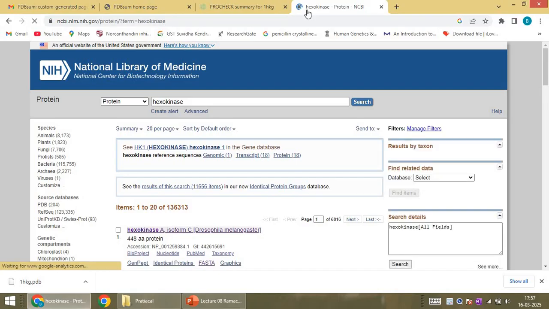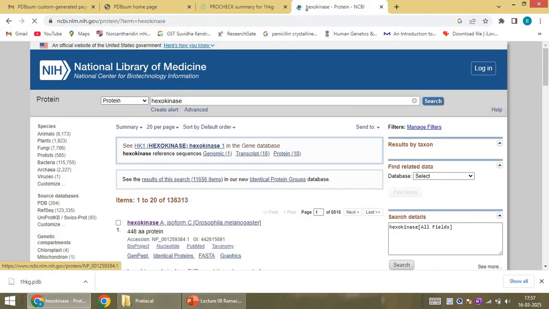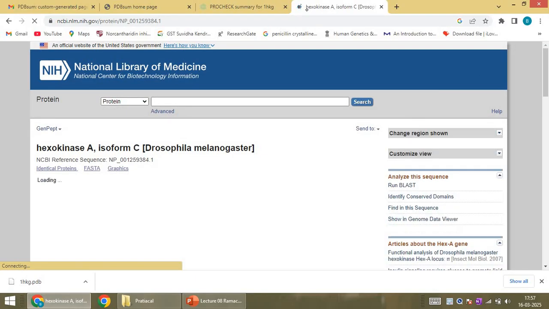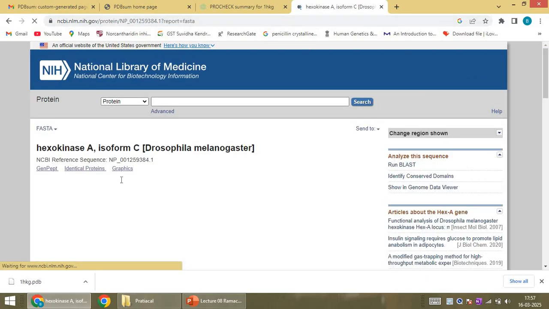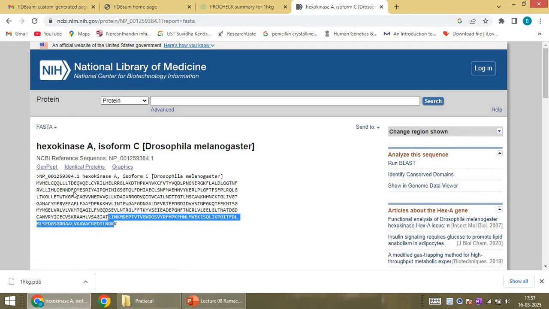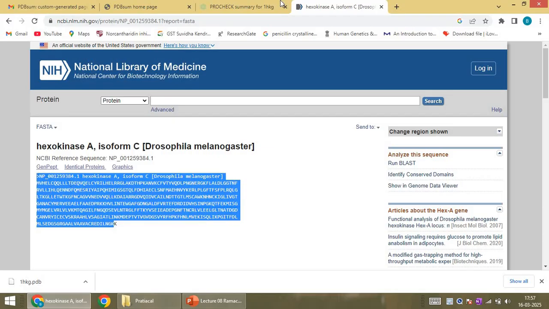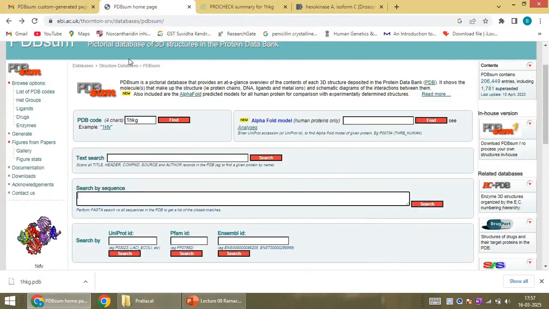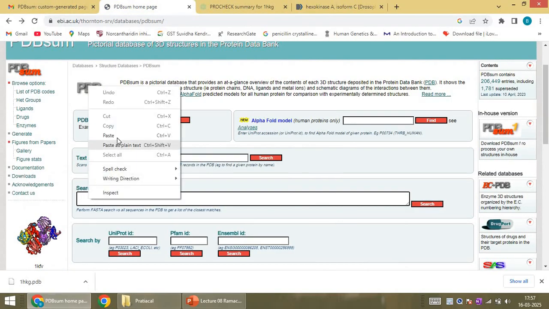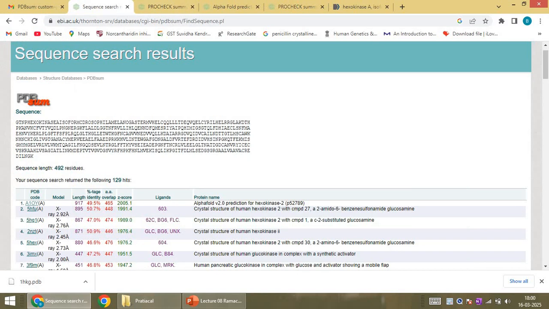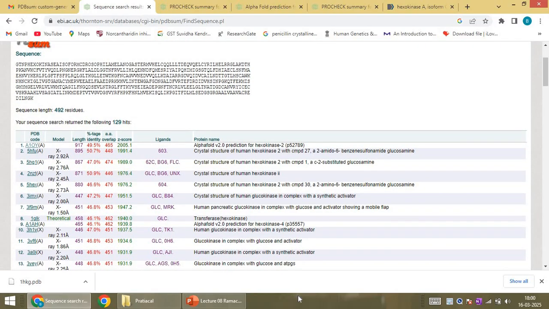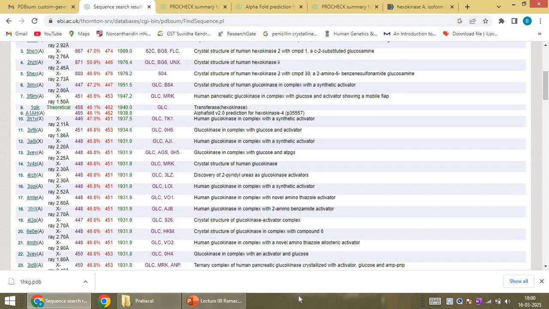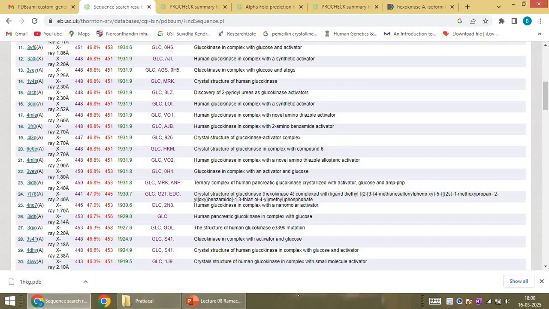Then select our target molecule, then convert this GenPept to FASTA format, then copy these sequences and paste these sequences in this search bar. Whenever we search our target molecule by the sequence, then we find 129 proteins. These are the proteins which have a similarity to our given sequence.